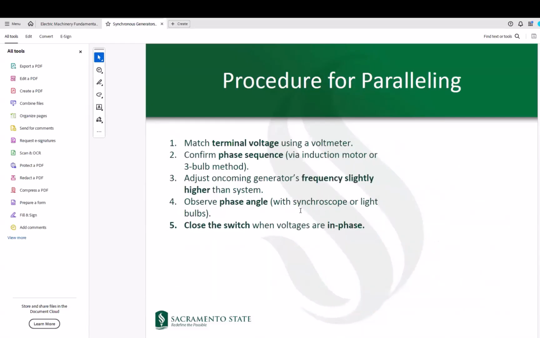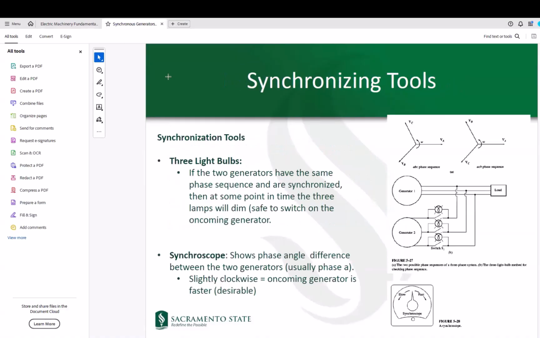The procedure for paralleling: we need to be able to match the terminal voltages using a voltmeter. We need to confirm the phase sequence. So usually a 3-bulb method is used for this purpose. We need to adjust the oncoming generator's frequency slightly higher than the system. We need to observe the phase angle of the upcoming generator with the light bulbs, and then we can close the switch when the voltages are in phase. So here are some of the synchronization tools that can help us with that.